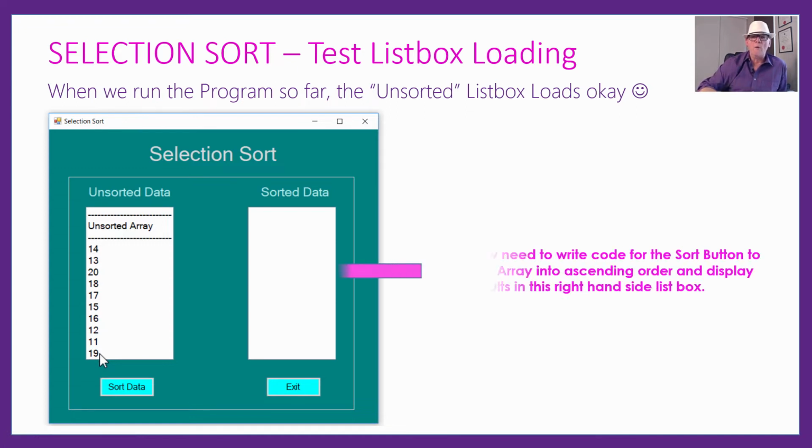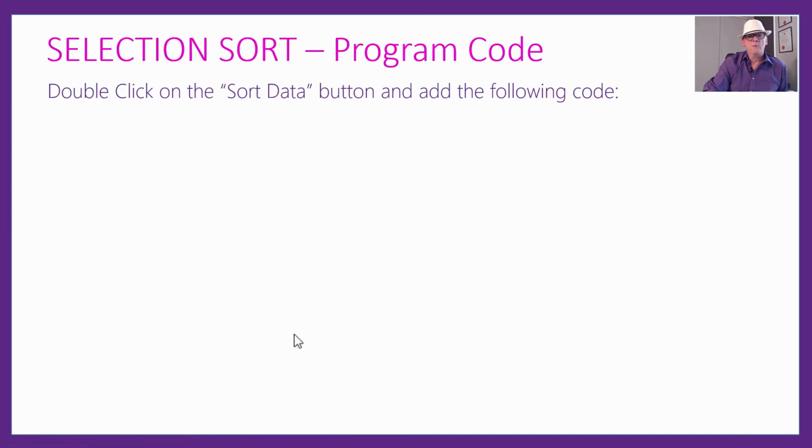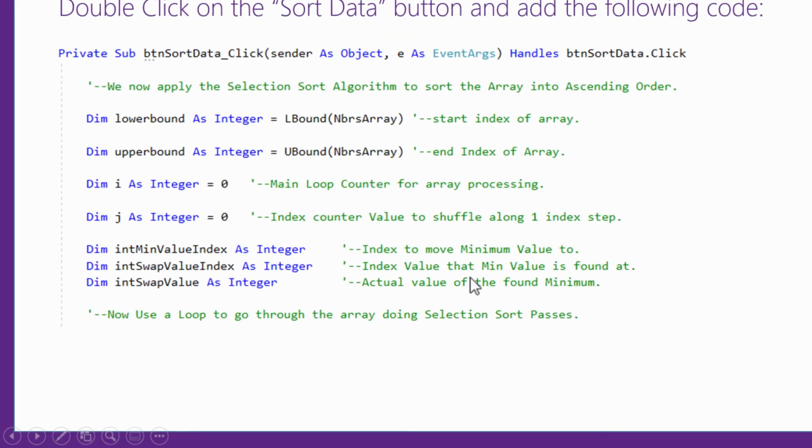So that's great. So now we need to just write the code for this sort button here, because they're going to be clicking that sort button, and then the results are going to go in this sorted data list box over here. So now we need to work on the code for that. So double click on that sort data button, and we add the following code, all right?